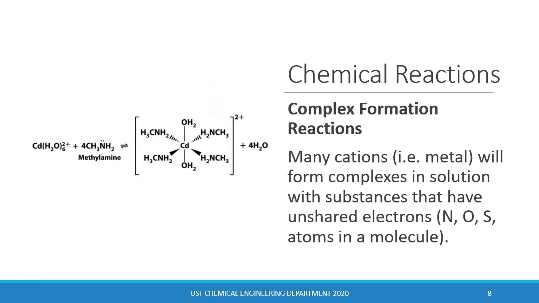Complex formation reactions, as the name implies, are reactions that yield complex ions or molecules as products. A complex ion or molecule consists of a central metal atom that is surrounded by other atoms, ions, or molecules with a lone electron pair. These different types of chemical reactions will be further discussed in the succeeding lectures of this course.